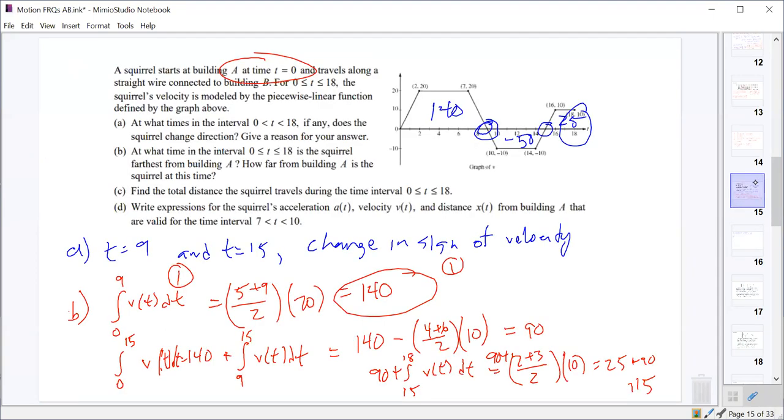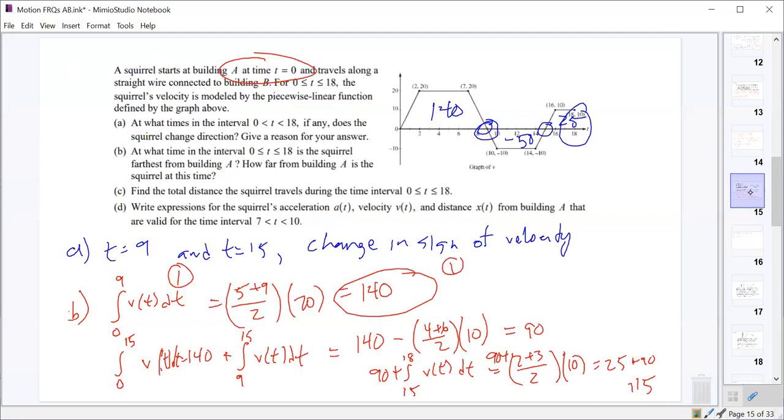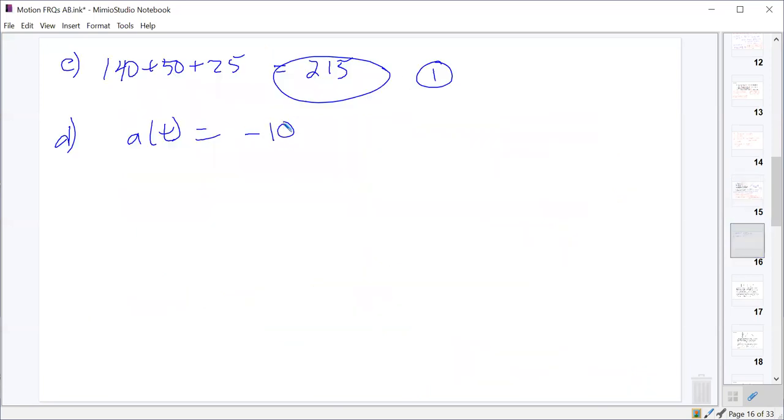Then part D says write expressions for the squirrel's acceleration, velocity, and distance from the building that are valid for the time interval 7 to 10. Okay. Well, the acceleration ought to be easy. We should start with that probably. Acceleration from 7 to 10 is just the derivative of the velocity, and that's just a number, right? What's the slope between 7 and 10? Should be negative 10 minus 20 divided by 10 minus 7. So that's negative 30 over 3. So the acceleration is negative 10.